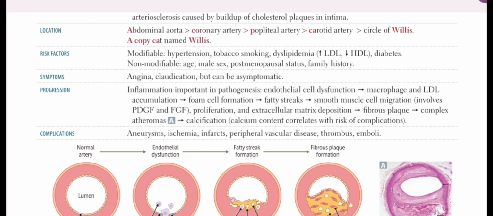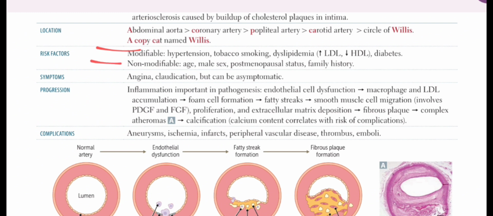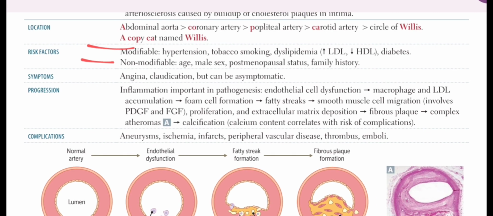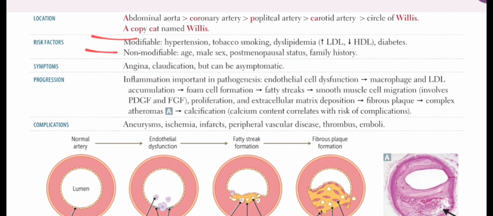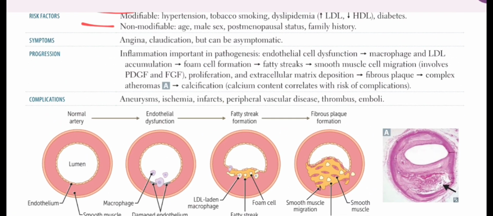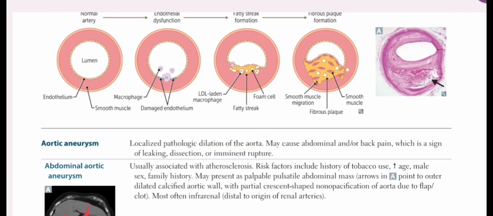The risk factors can be divided into two: modifiable and non-modifiable. Modifiable risk factors include hypertension, tobacco smoking, and dyslipidemias. Non-modifiable include age, male sex predisposition, post-menopausal status, and family history. The symptoms depend on the area involved. The most common symptoms are angina and claudication, but it can be asymptomatic. The complications of atherosclerosis include aneurysms, ischemia, infarcts, peripheral vascular disease, thrombus, and emboli.